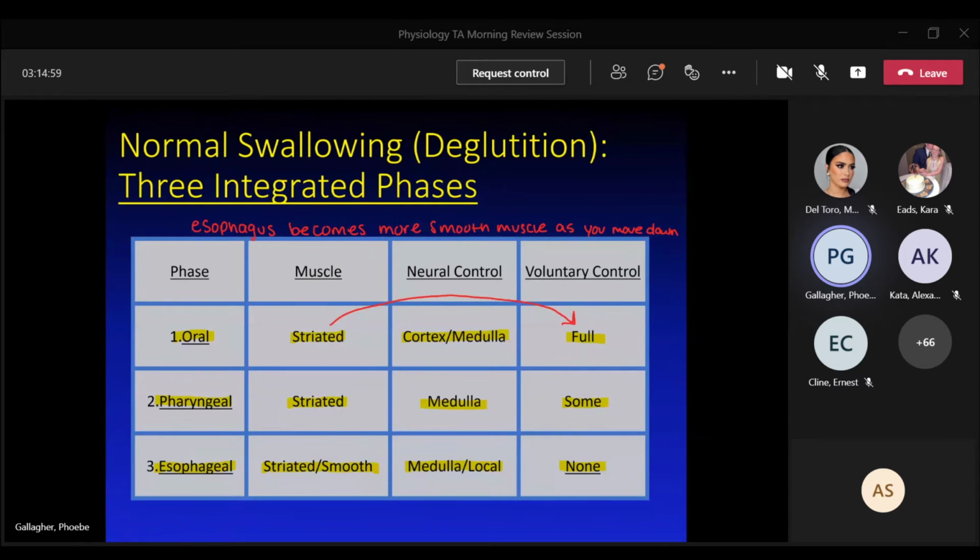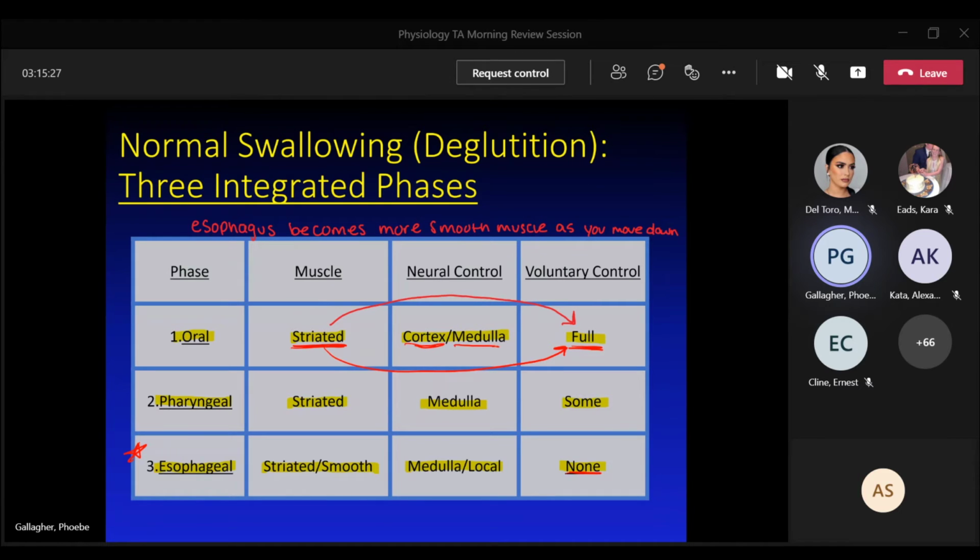Okay, so this would be easy to remember. Since he underlined none, this is like the high yield thing he wants you to know. The oral phase is towards your mouth, and it's mostly going to be striated muscle. Your esophagus is mostly made up of striated muscle at this point, so it's more voluntary. Anytime you see striated, you can associate that with more voluntary control.